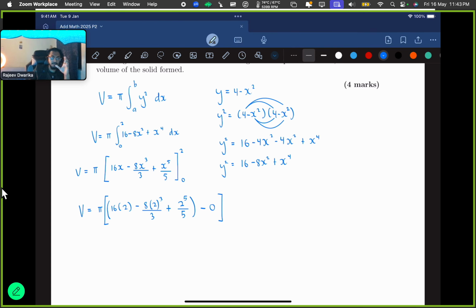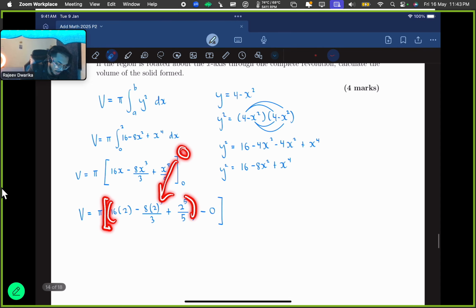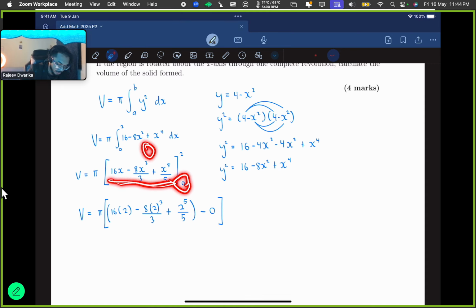So I'm being extra cautious here. I don't want to leave out any working. I put the square brackets to indicate that when you're doing definite integration, you plug in the upper limit and then minus it from when you plug in the lower limit. I'm showing a little shortcut, because when I plug 0 into this whole thing it turns to 0, so that's why I say minus 0. Then in the next line, you can drop it.